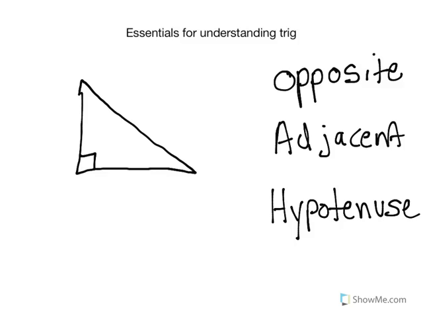Here are the things you'll need to know for the essentials for understanding trig. That is when you look at one of these acute angles and identify its opposite, adjacent, and hypotenuse. First of all, we will never focus on the right angle, only one of these guys. Depending on which one you focus on is when you'll see an opposite, adjacent, or hypotenuse.